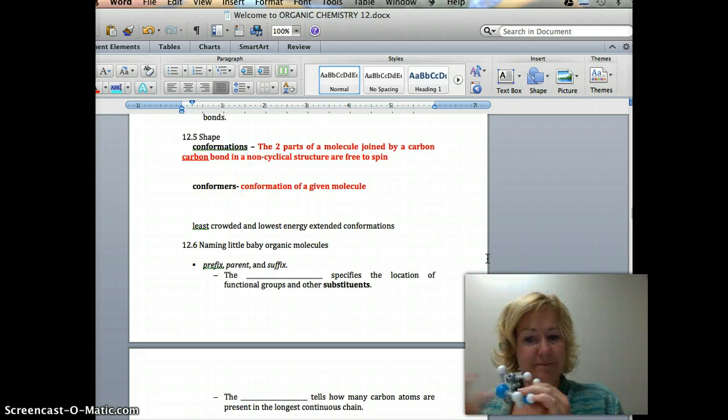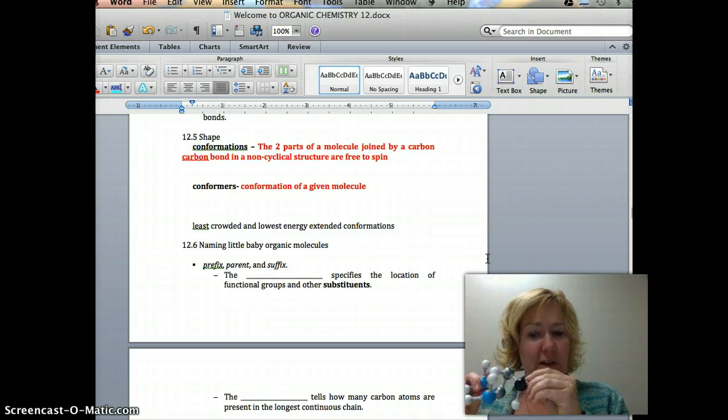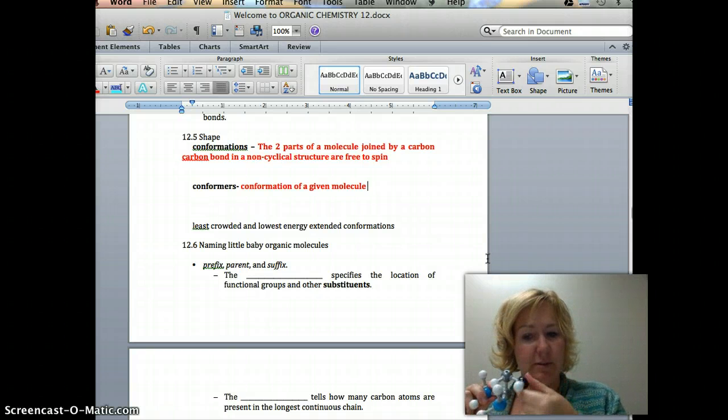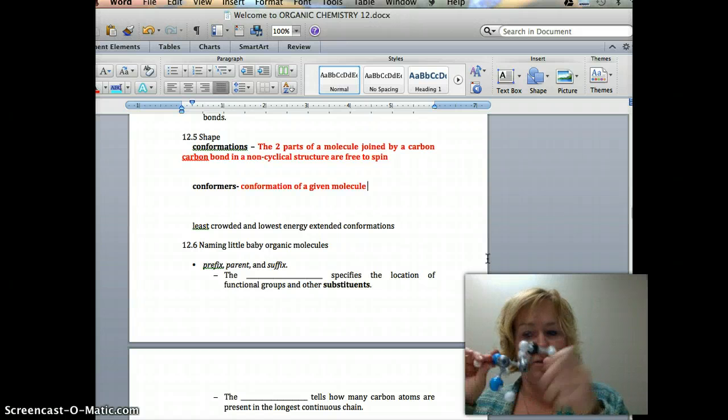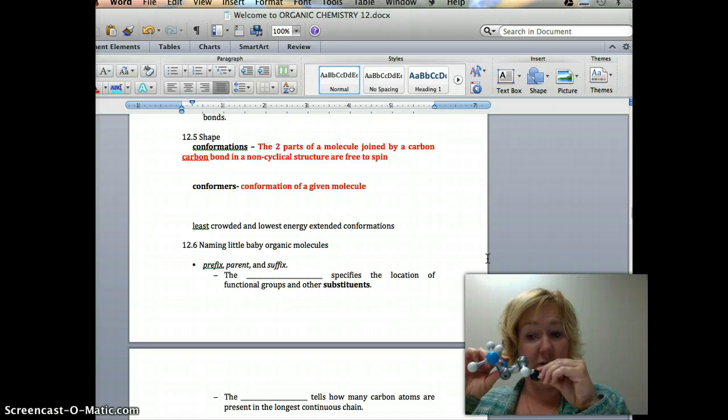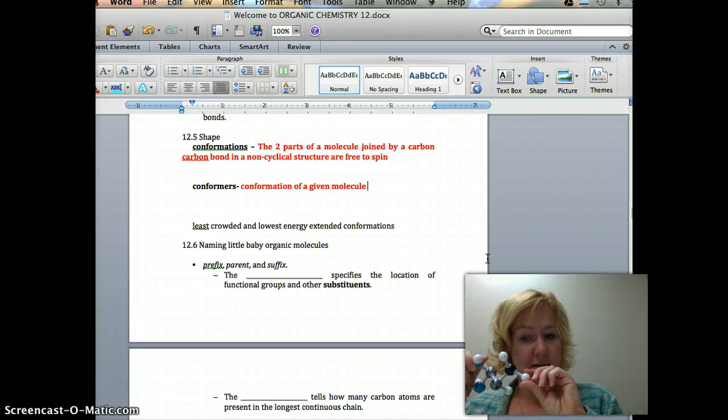So I have these super fun things. See how this guy on the end is free to spin? This guy is free to spin. They're all free to spin around. They're just conformations of each other. What they will likely do is be as far away from each other as possible, but they are free. These little guys on the end, they're free to spin.